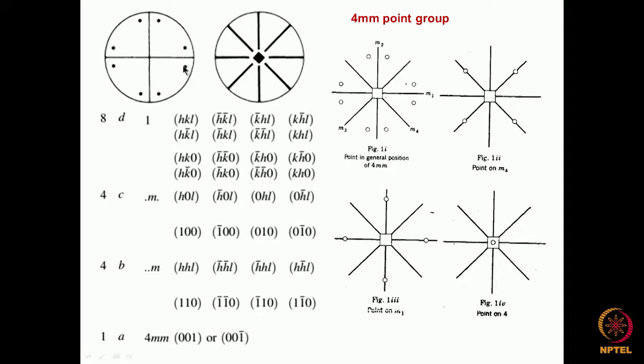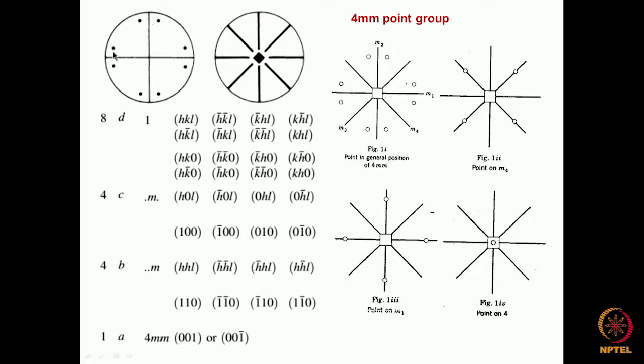If you take any one of these poles and give it a fourfold rotation around the z axis, by 90 degrees it will come here, another 90 degrees it will come here, another 90 degrees it will come here. And if you apply a mirror across the x or y direction, say along the x direction we place a mirror, then this point gets reflected here, correct?